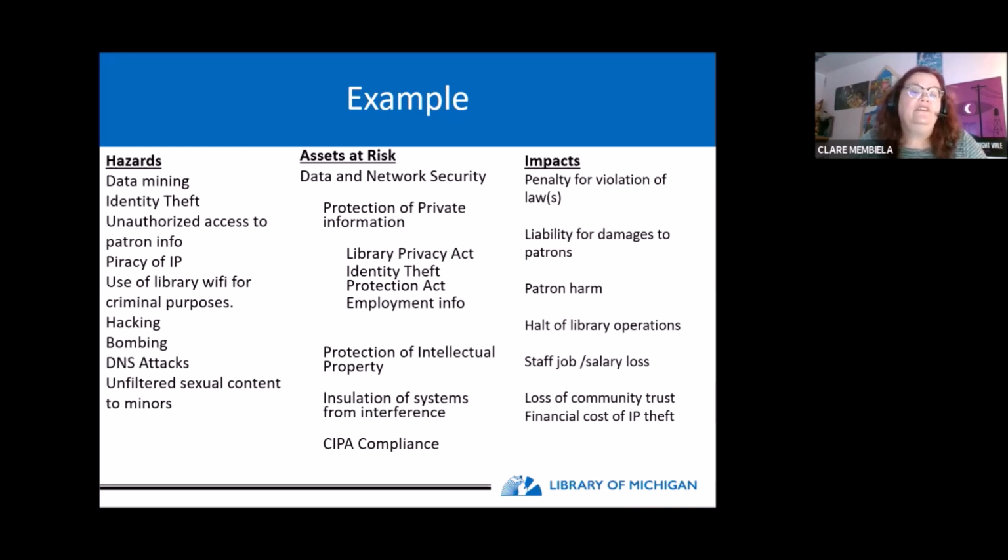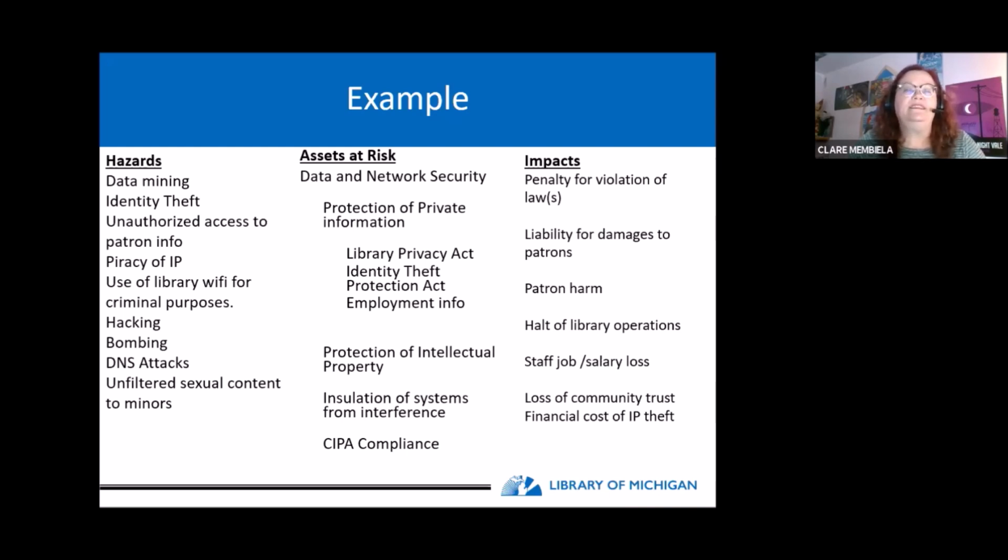So then we look at what are the assets at risk? Well, your data and your network security, the private information, which could lead to things like the Library Privacy Act, the Identity Theft Protection Act, as well as employment information, which could impact certain employment laws, your intellectual property assets, and the services that you provide. So you want to make sure that your service isn't interrupted. And then again, your E-rate.